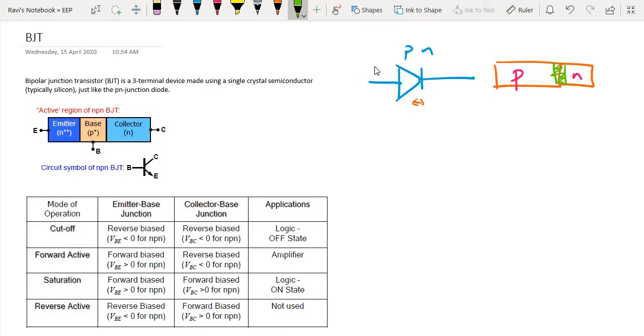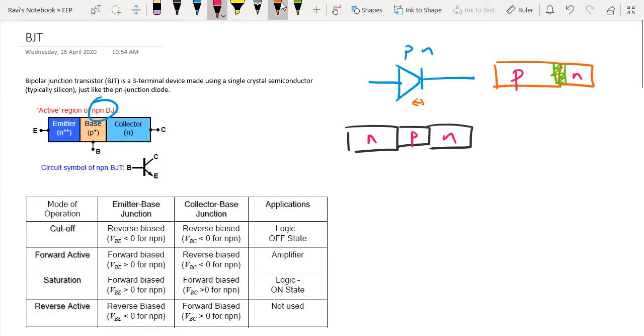We are basically focusing on what we call the NPN BJT. What we are going to do here is fuse three materials together: N, P, and N. The way they are called is that the center of it is called the base. So this is the base.